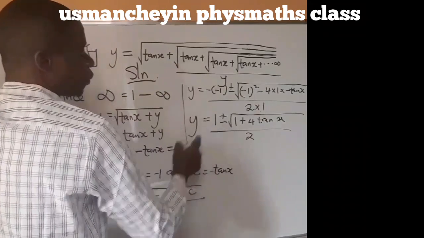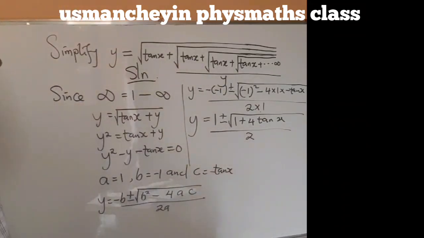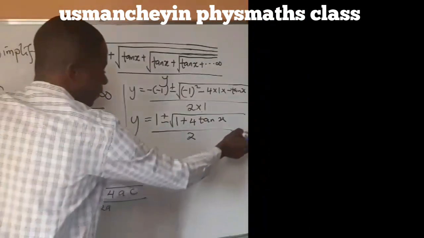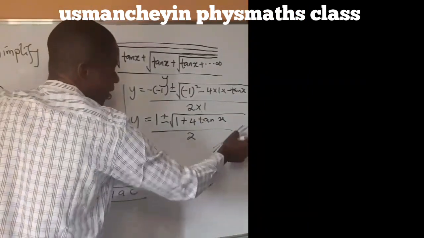So y is equal to 1 plus or minus the square root of 1 plus 4 tan x, all over 2. And this should be our final answer.